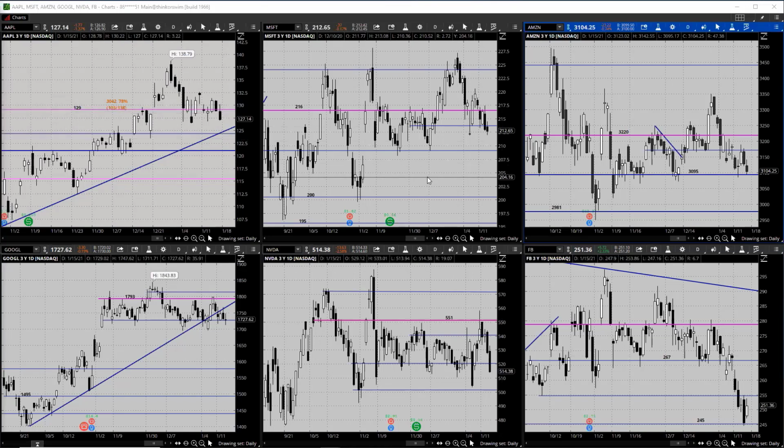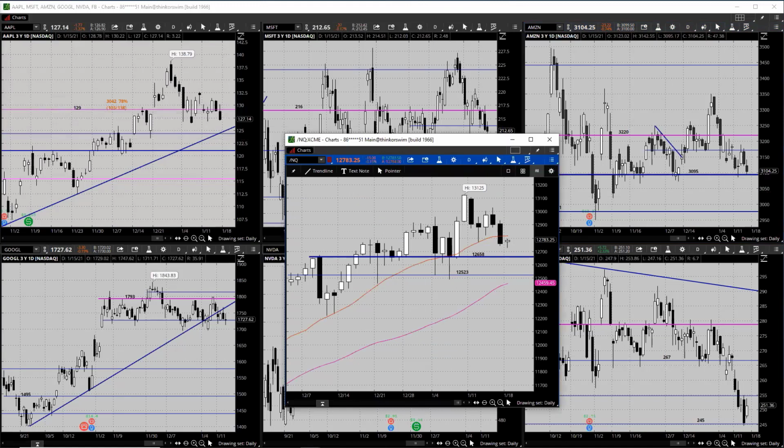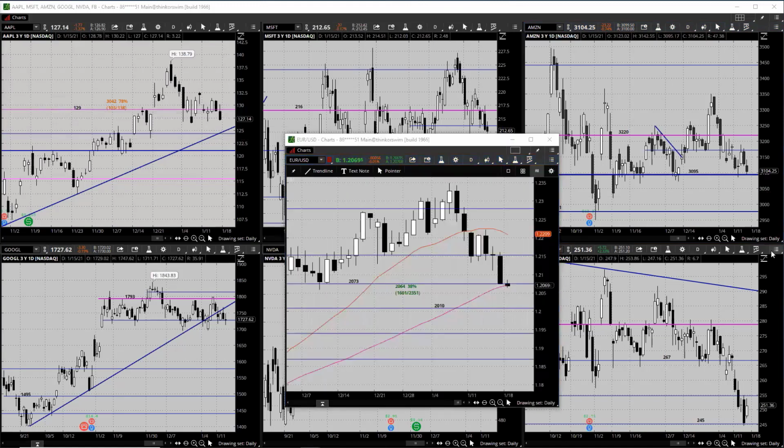We do have U.S. equity markets closed today, but obviously foreign exchange markets are open, and we'll just take a quick look at those. I actually have the 20 and 50-day moving average. You can see, just notice here, the euro's at the 50-day moving average right now.